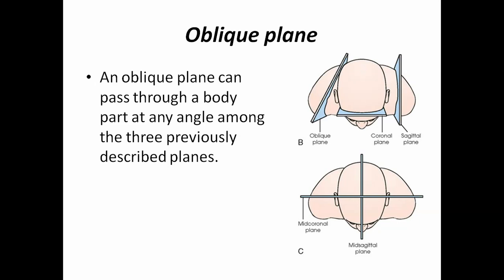Sometimes we take oblique radiography, and at that time the oblique plane is an important part. But axial, coronal and sagittal are very important, especially sagittal and coronal. When you write about radiography, these two are very important.